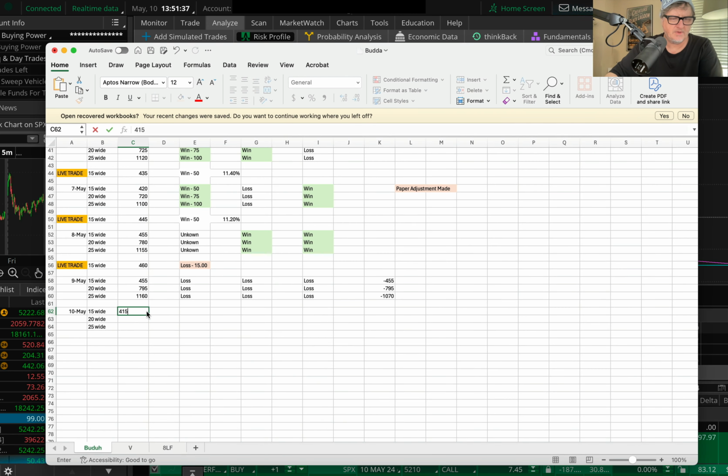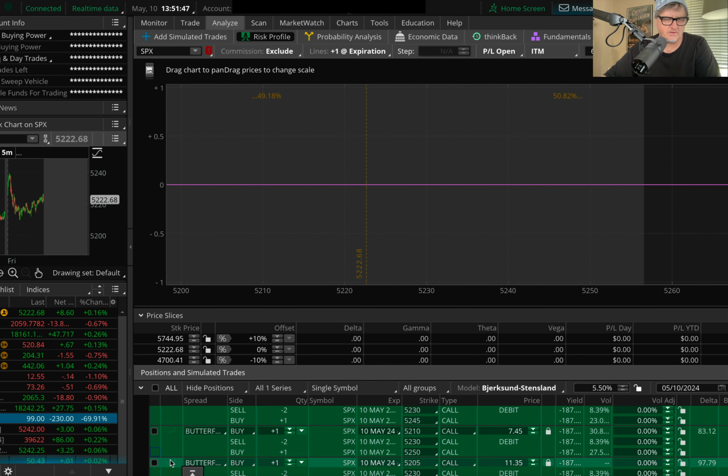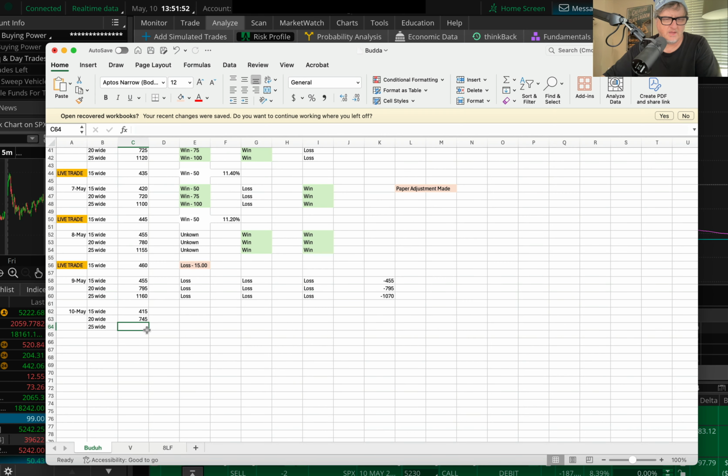415, 745. And then the 25 pointer, the risk was 1135. Okay. 1135. So at midpoint today, oh, I always forget the midpoint. Where was it? I forgot. I'll look later and fill that part in.